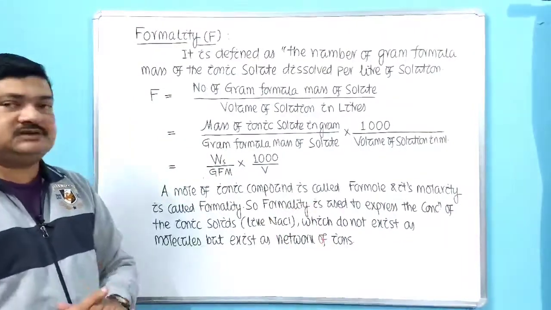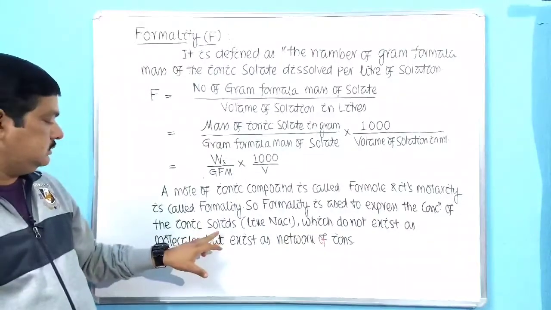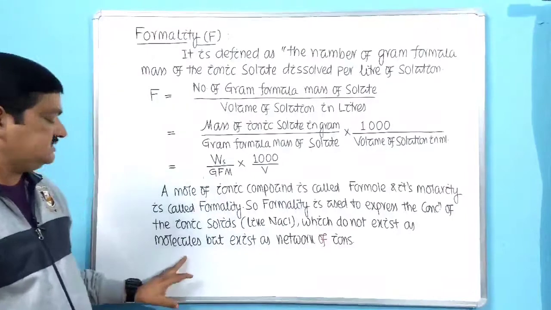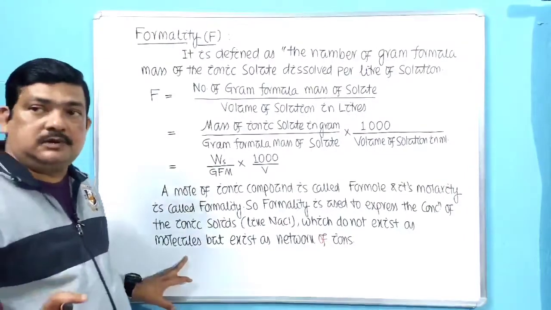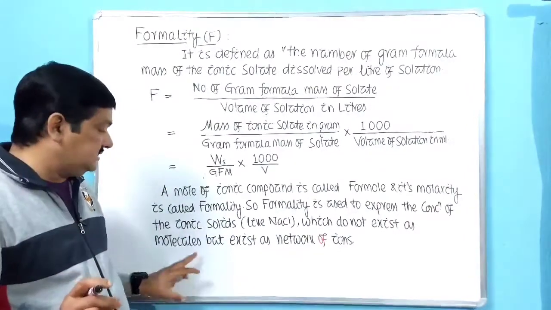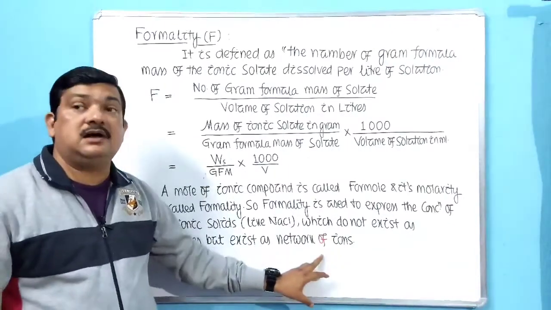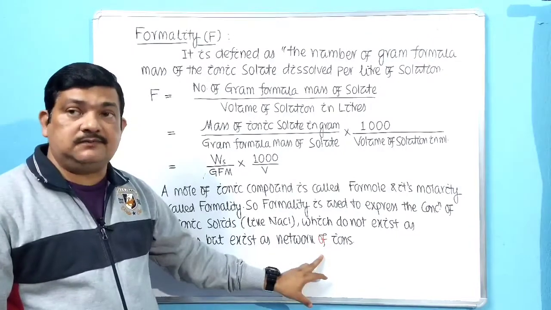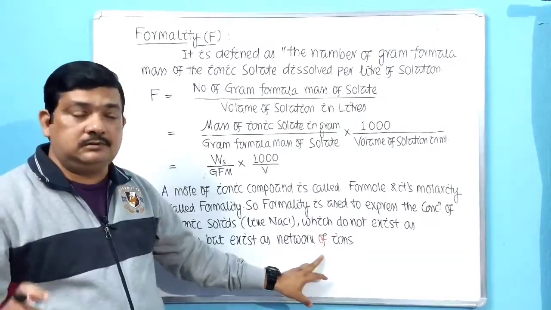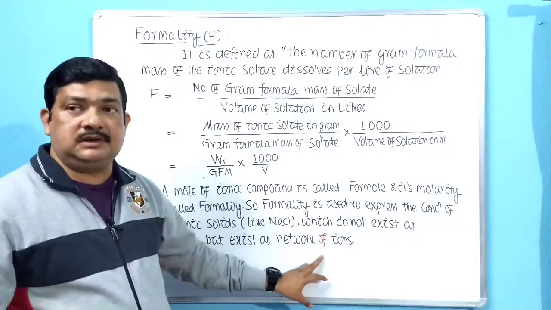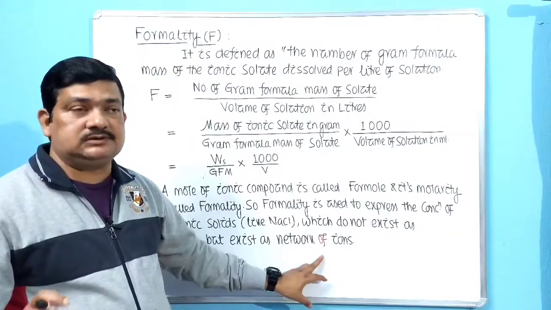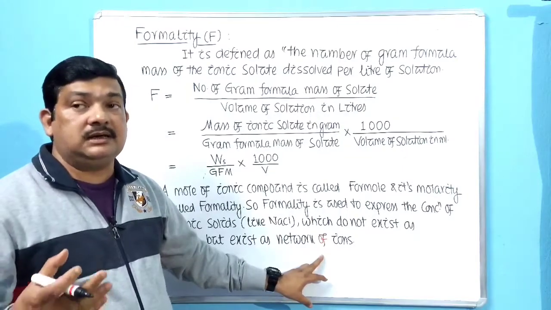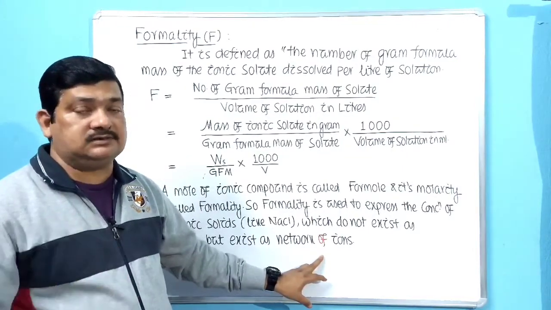So formality is used to express the concentration of only those ionic solids like sodium chloride which do not exist as molecules. Sodium chloride exists as a network of ions. Later on you will come to know how they exist as a network of ions. For the time being, remember that formality is only applicable for those ionic solutes which do not exist in the form of molecules, rather in the form of a cluster of ions or network of ions.